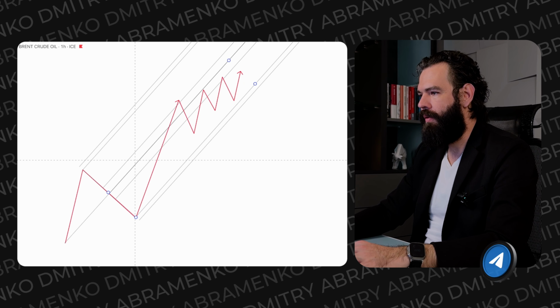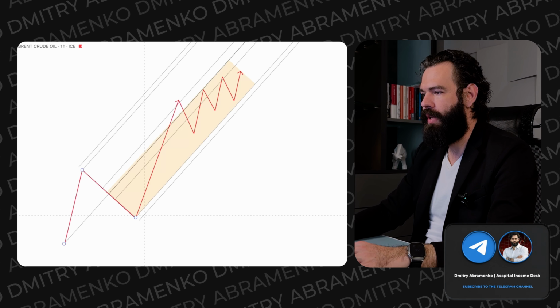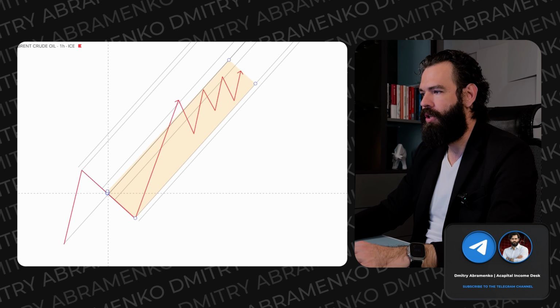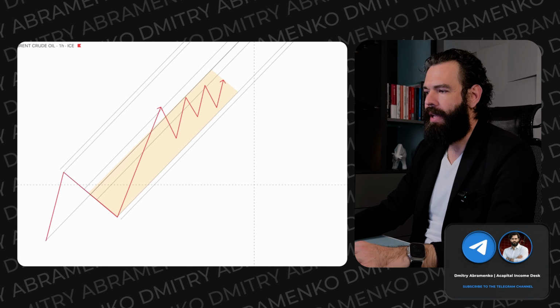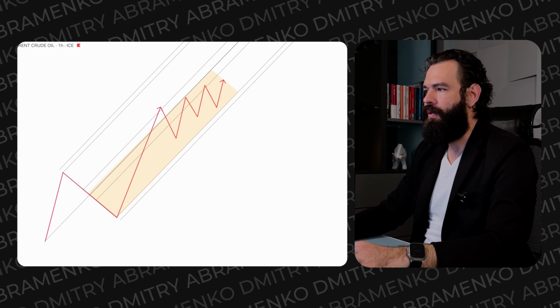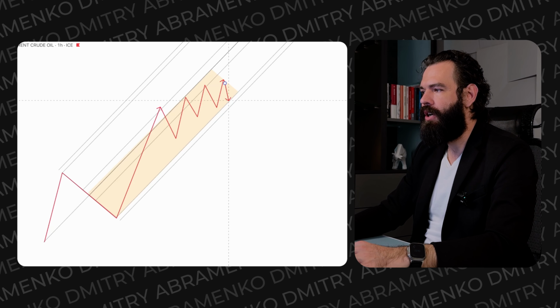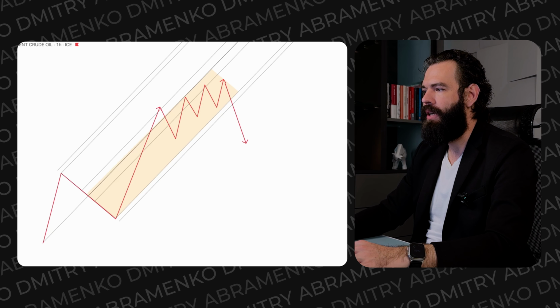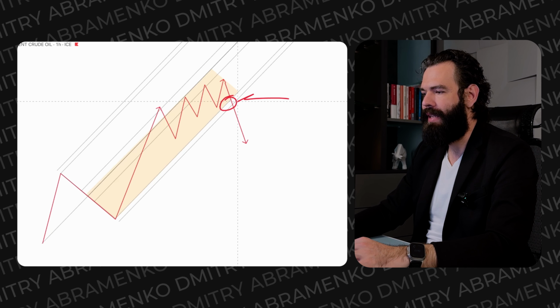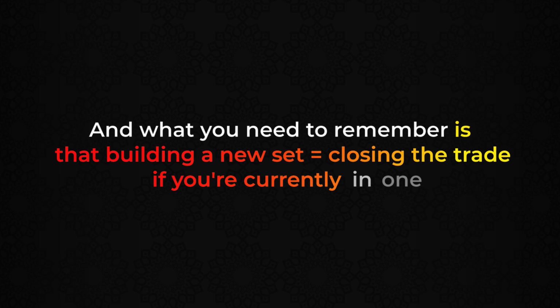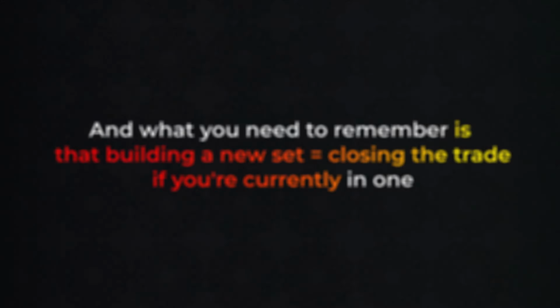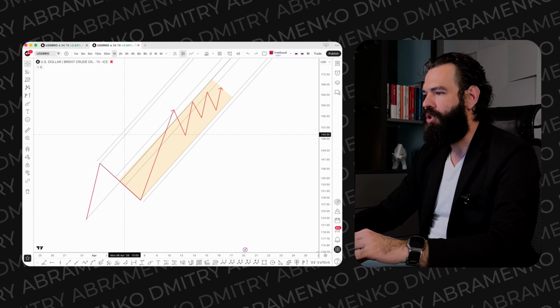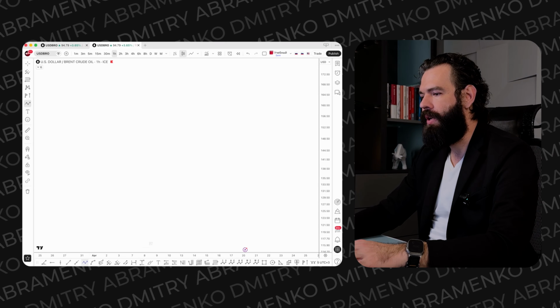The first half, meaning from the start where the price began to develop, up to the pitchfork's median line. In this case, we formed a movement only in the first part, and as we exit our set, the Andrews pitchfork, there's a risk that we might see a reversal. This is the basis for us to build a new set. And what you need to remember is that building a new set equals closing the trade if you're currently in one. The same thing will happen if the situation develops within the Schiff pitchfork.